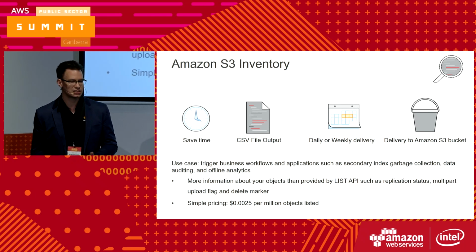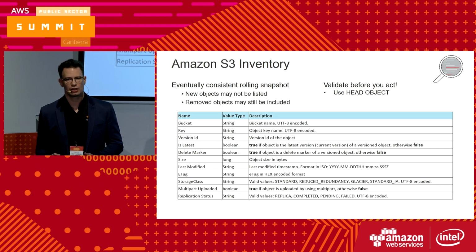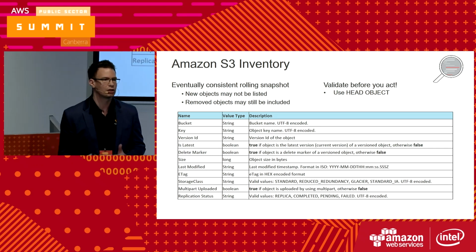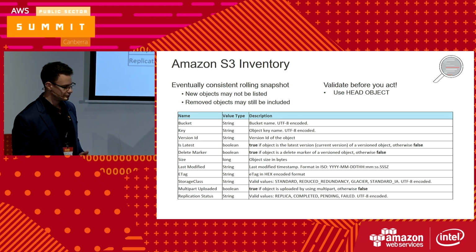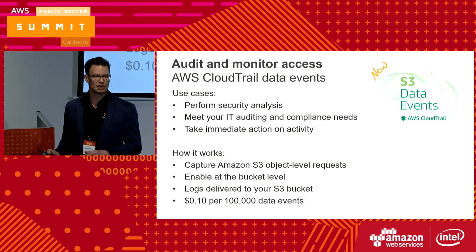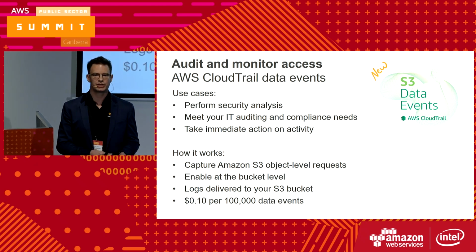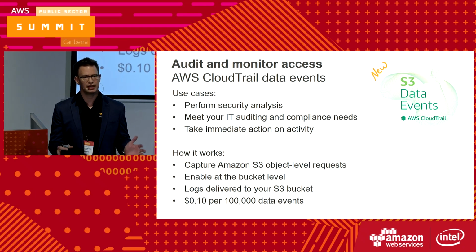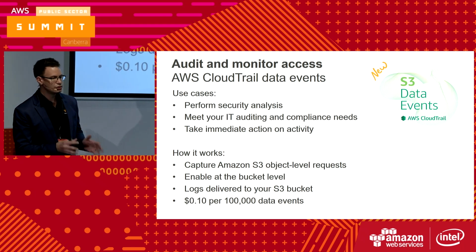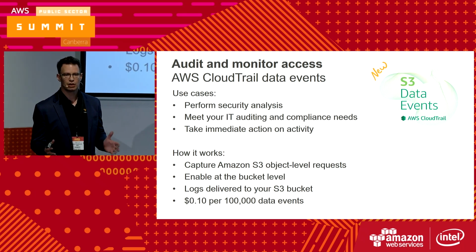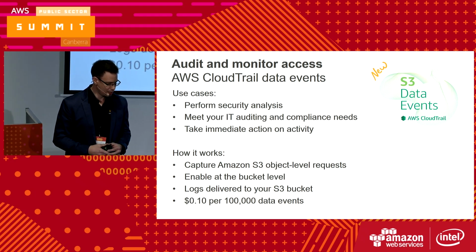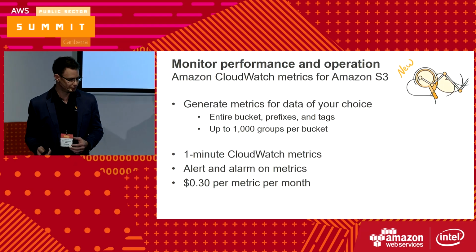It's an eventually consistent look at the data, and so it's really important to check with the head object before you take action on it, but it'll just save you a lot of time, especially with those large data sets. Another one I want to mention is we now have S3 data events, which is CloudTrail events down at the object level. So you can monitor every change that's happening in your buckets at an object level so that you're able to track your users, what they're doing in real time, and be able to take remedial action if necessary, and it'll help with auditing and compliance.